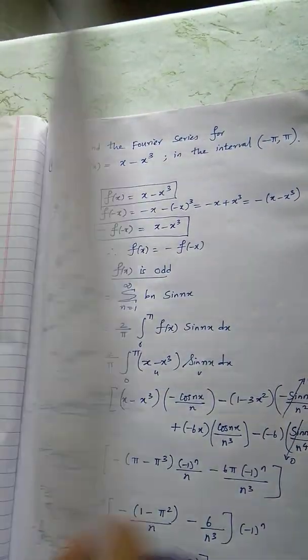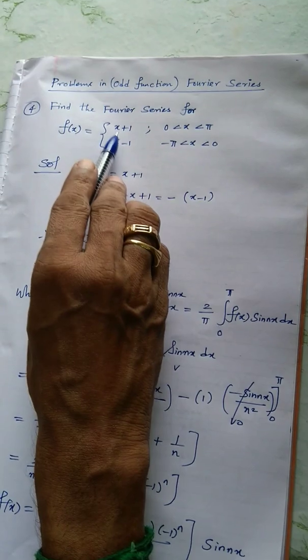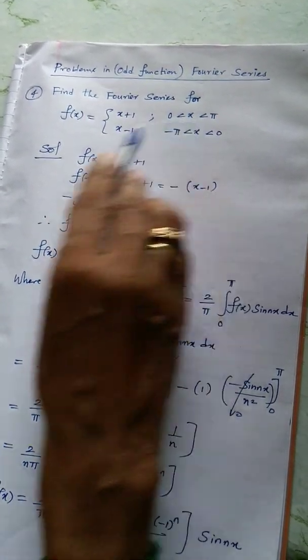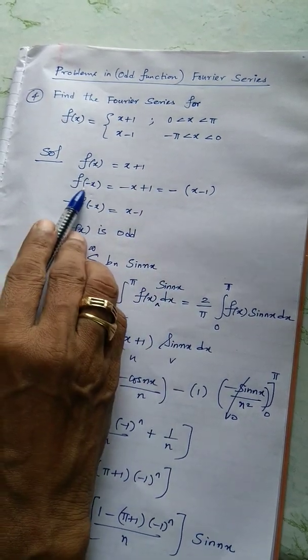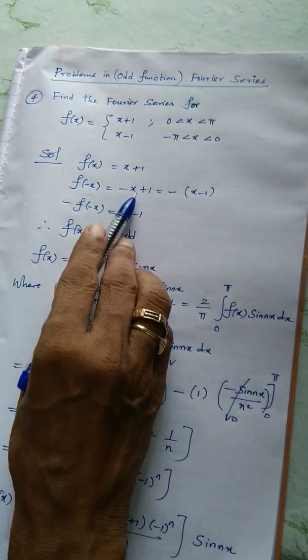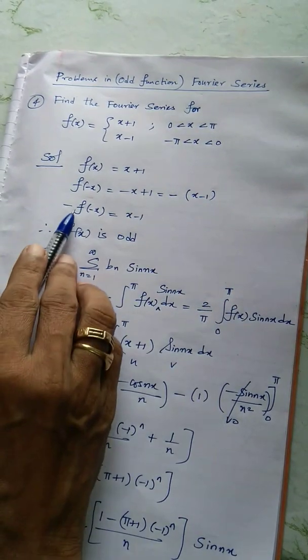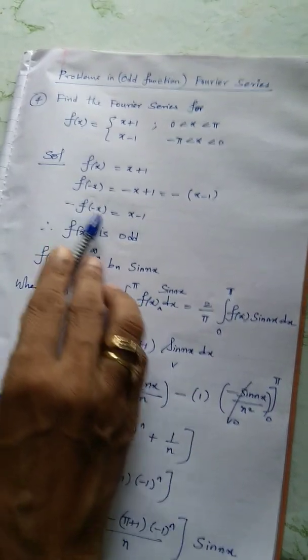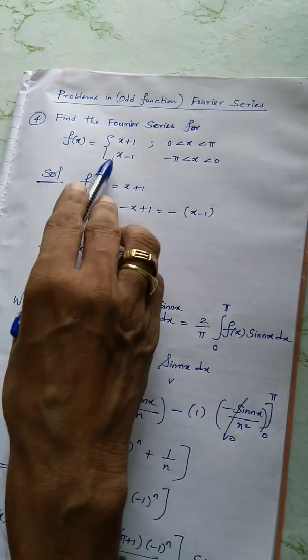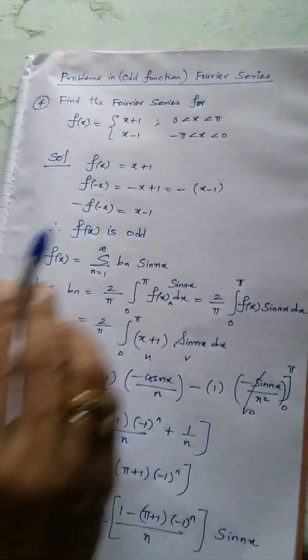So let us take another example for an odd function. Let us find the Fourier series for f of x equal to x plus 1 in the positive range, x minus 1 in the negative range. Take f of x equal to x plus 1, replace x by minus x, so minus x plus 1, pull out the minus symbol, and you will get x minus 1. So if you replace with negative, you will get back the other side with an extra negative symbol, therefore the function is odd.